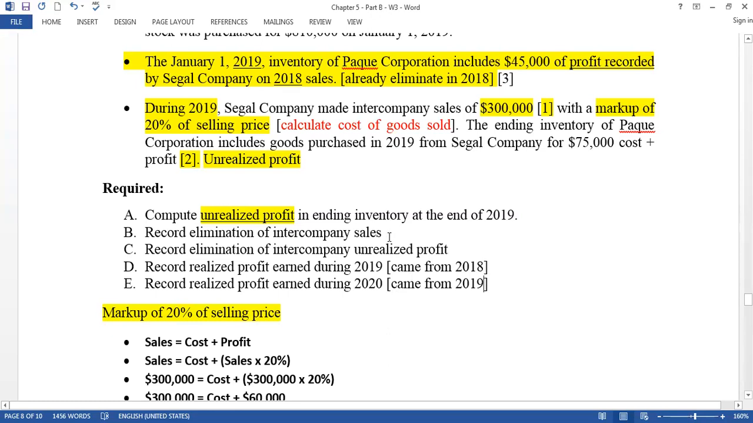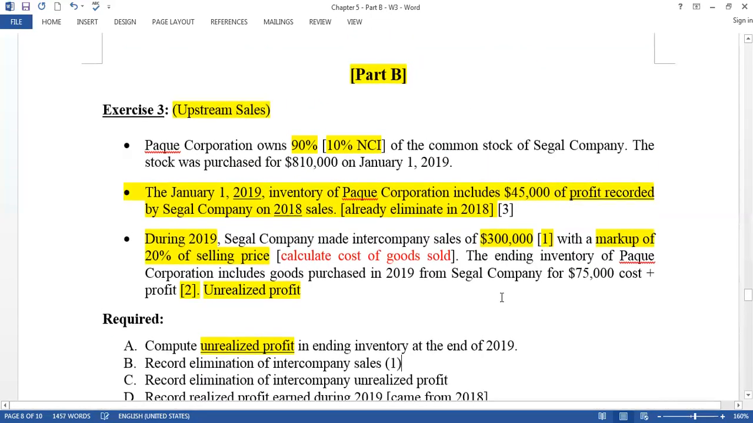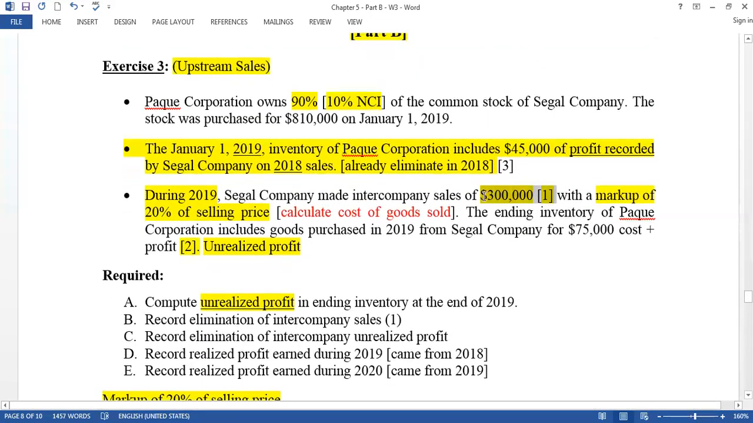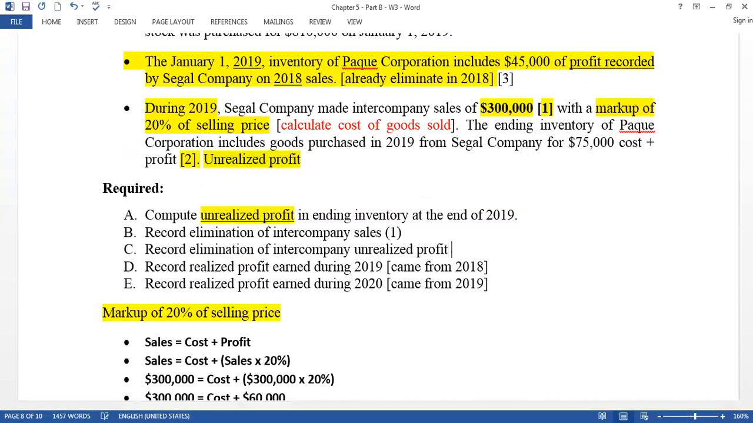So these are our first journal entries, this one. The second journal entry is eliminate unrealized profit. And to do the second one successfully, we need to do some calculation. So these are workings. You have to do this kind of working successfully to answer part 2, right?